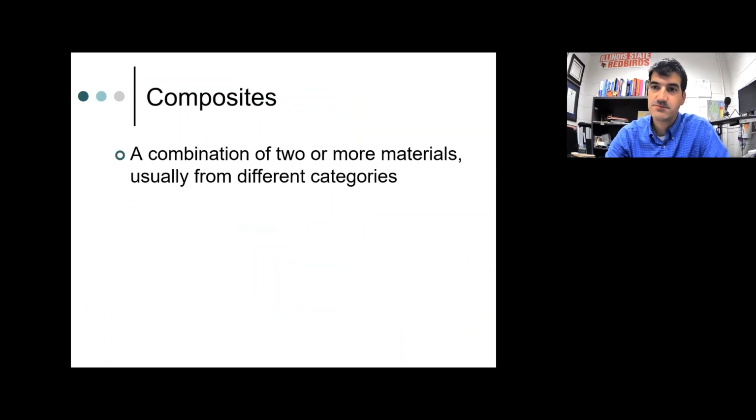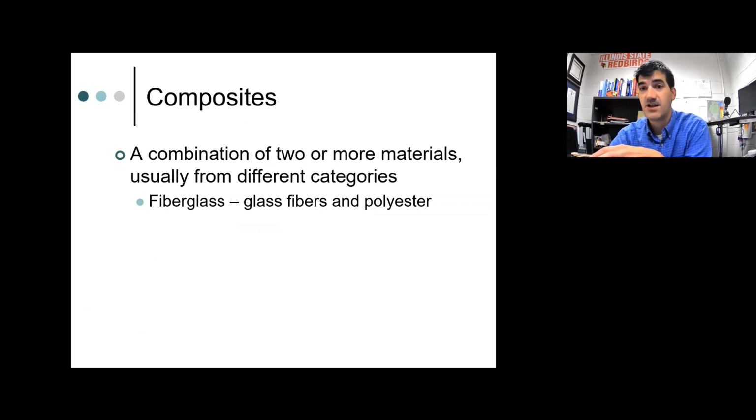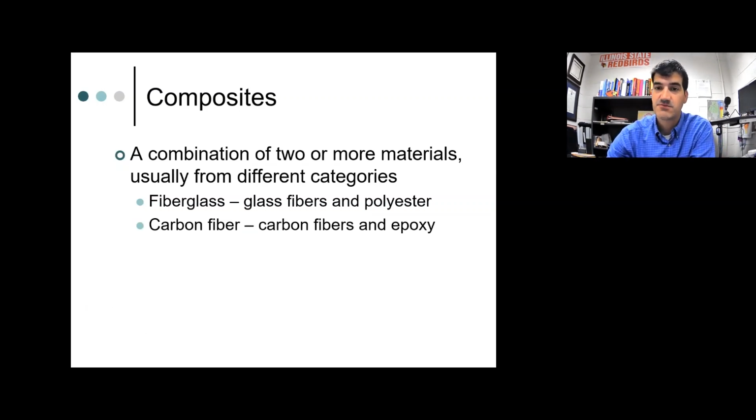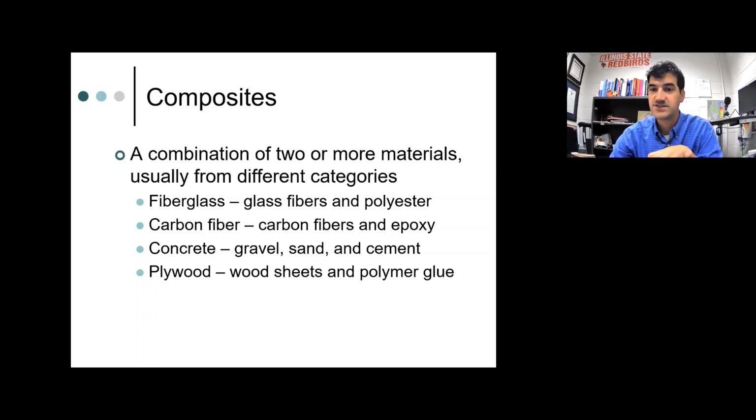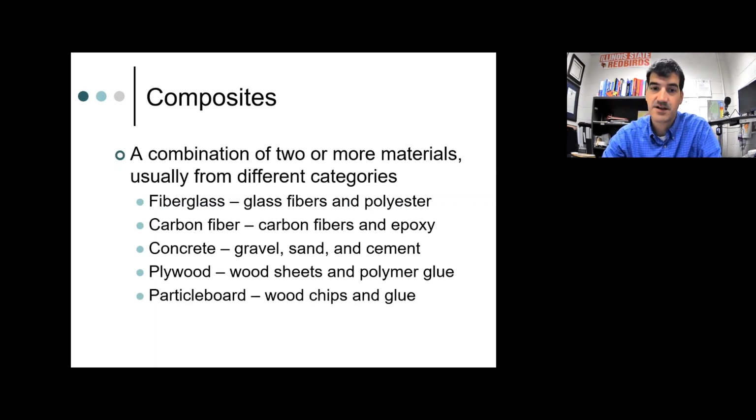So it's two or more materials, usually from different categories. Examples are fiberglass, where you've got polyester, which is the polymer, and then the glass fiber, which is the reinforcement. Carbon fiber is epoxy, a type of polymer, and then the carbon fiber is the reinforcement. Concrete itself is a composite, where cement is the ceramic, and then you've got gravel and sand. And plywood: the wood sheets are from the category of wood, and then the glue is a type of polymer. So this is considered a composite.